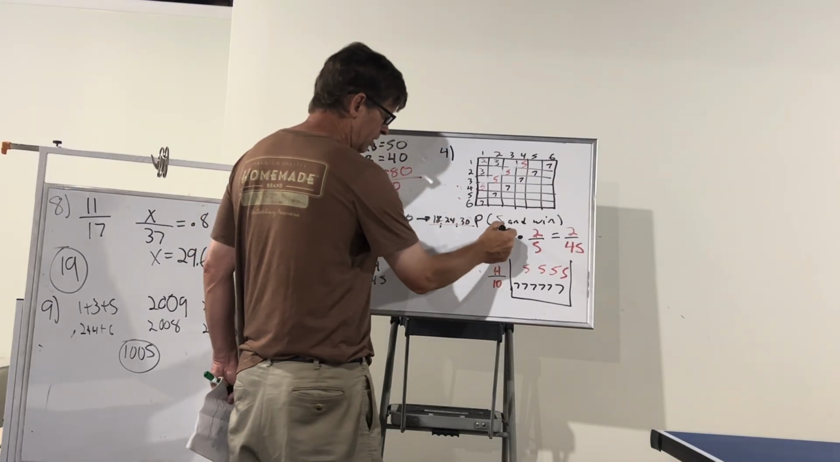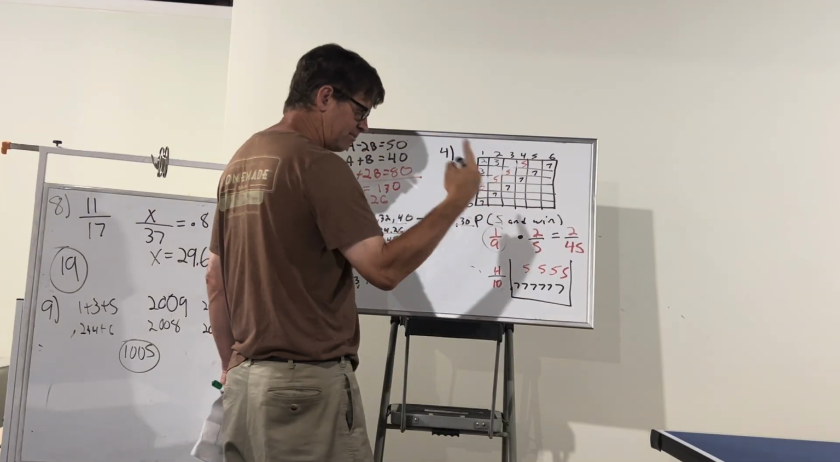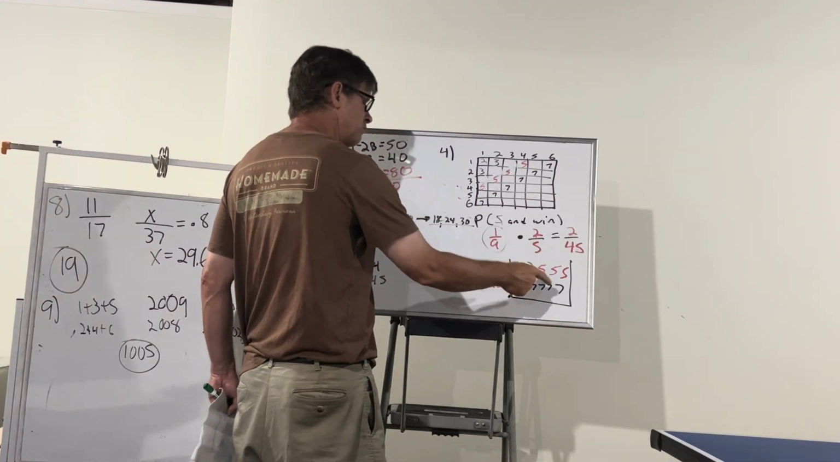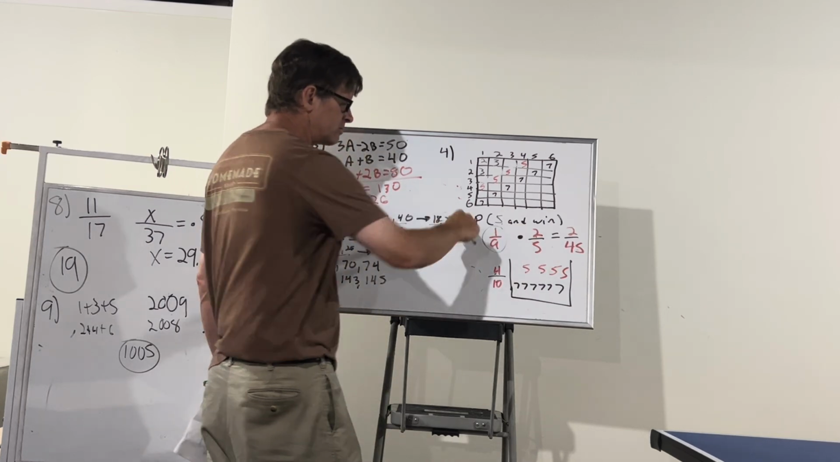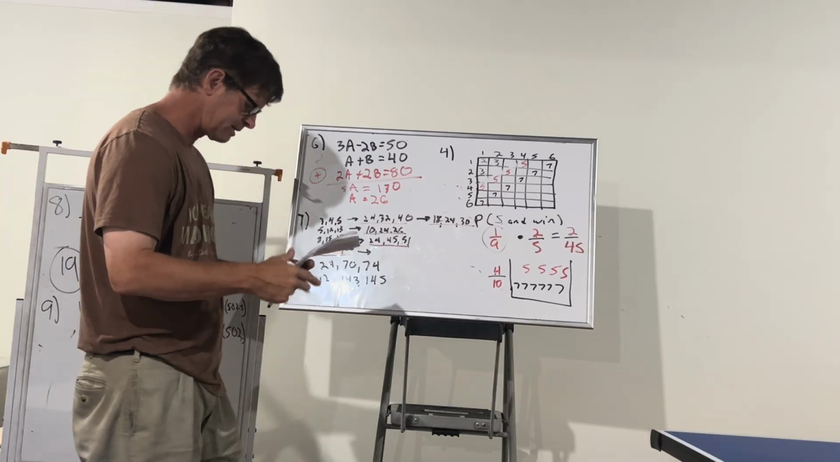So, first, get a 5, and in probabilities we multiply, and then win. 2 out of 5 chance of winning once that's happened. So you get 2 out of 45. Okay? All right, number 6.